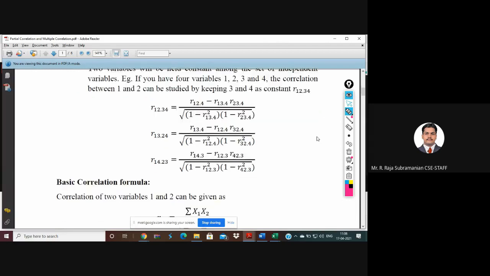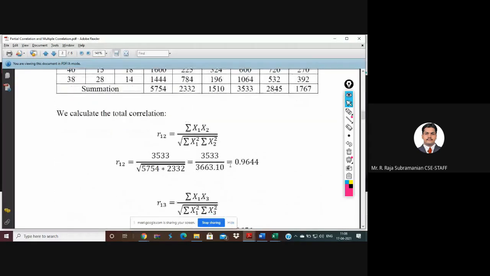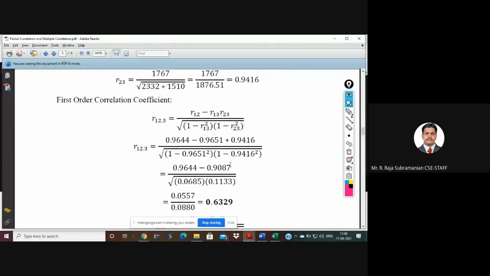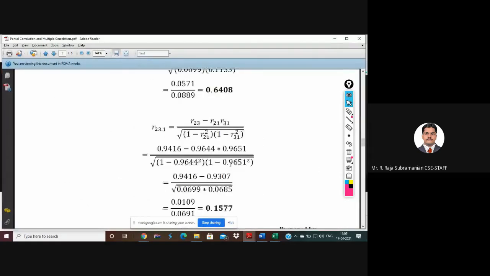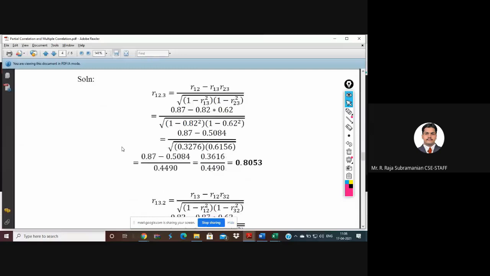Next, the basic correlation is R12. This you generally have to keep in mind. R12 is the basic; without R12, we cannot do anything. Now going to the multiple correlation, like this only I'm saying, right? So this document will help you a lot.